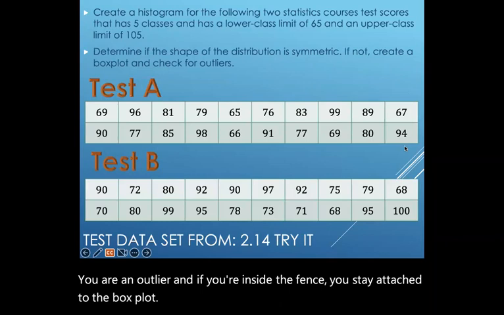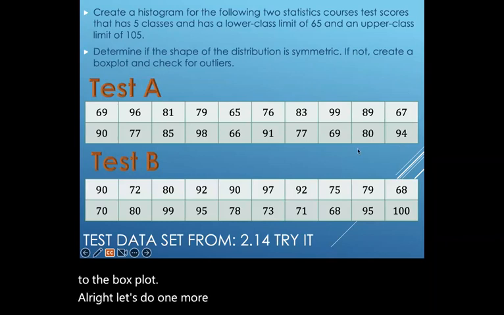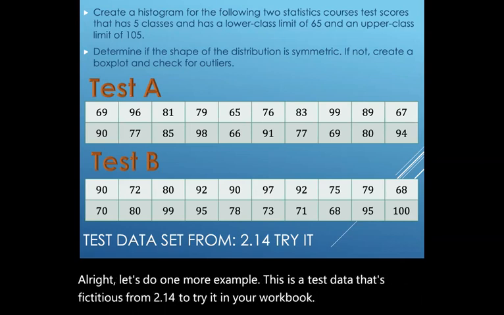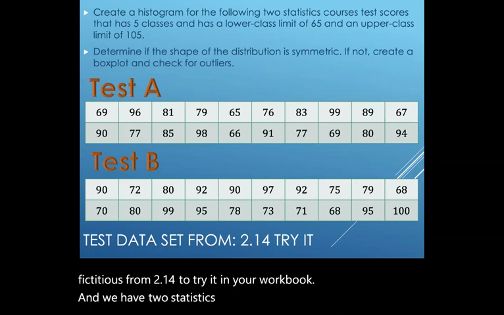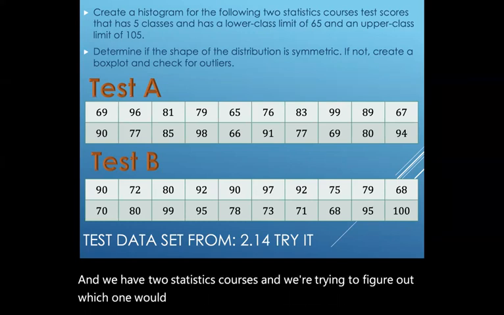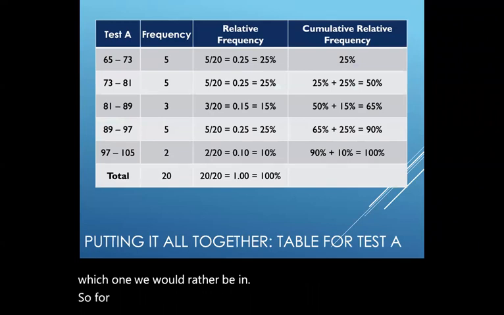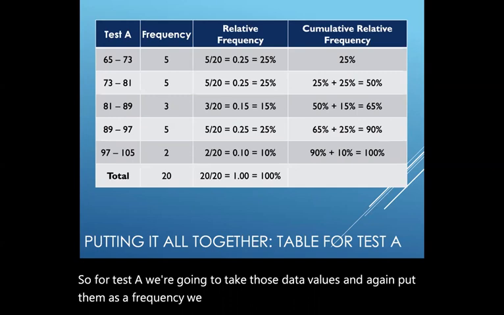All right, let's do one more example. This is fictitious test data from 2.14 to try in your workbook. We have 2 statistics courses, and we're trying to figure out which one we would rather be in. For test A, we're going to take those data values and again put them as a frequency. We can do a relative frequency and cumulative frequency.